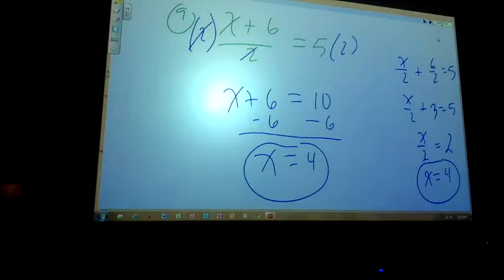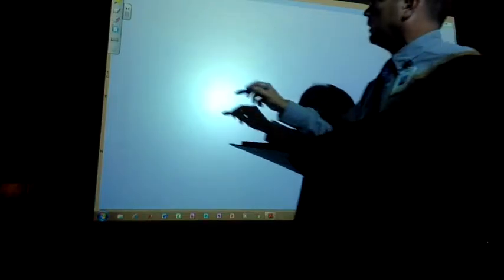Ready for 10? Ready, set, here we go. Oh, it's a story. Number 10, we got some story here. One cell phone plan costs $30 per month. Each minute costs you an extra 35 cents. For a bill of $65.70, how many minutes did you use?